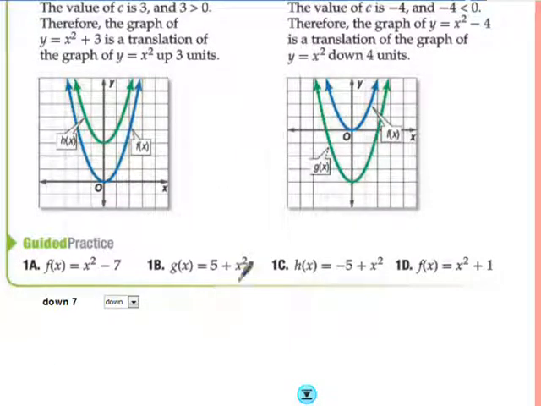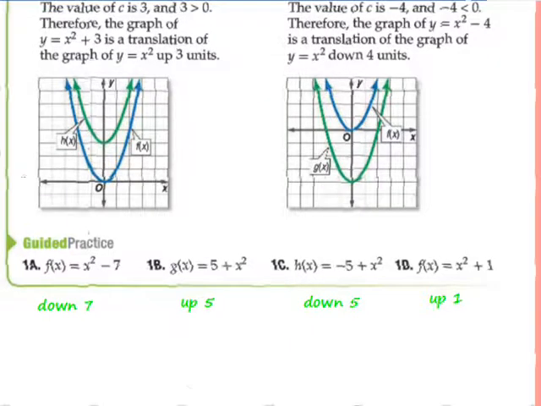Okay? If you look at this one, this is x squared plus 5. We can change places there. So this is up 5. If we look at this, and this is where we have to understand, x minus 5 plus x squared is the same thing as x squared minus 5. So this is down 5. And then if we have x squared plus 1, this is up 1. I didn't like that font. So there's some new font. So down 7, up 5. Down 5, and up 1. All right.